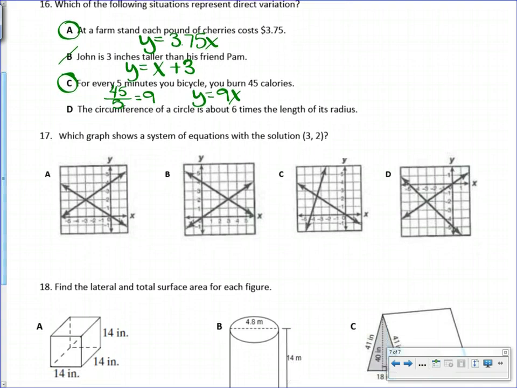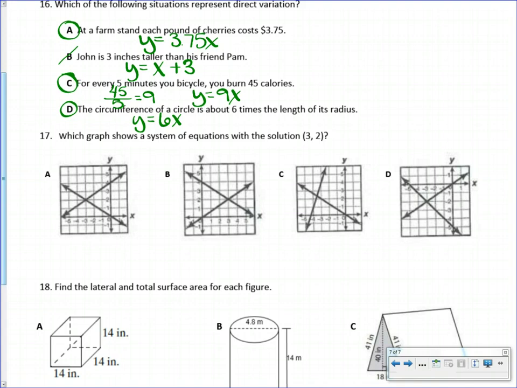And letter D. The circumference of a circle is about 6 times the length of its radius. So y would equal about 6 times x, or you could use r to represent radius. Either way, this is proportional, so this one is also direct variation.